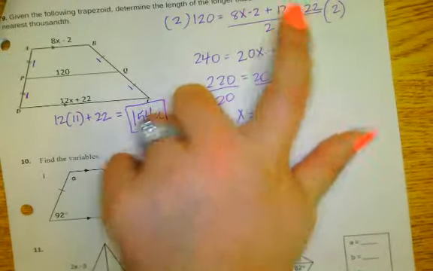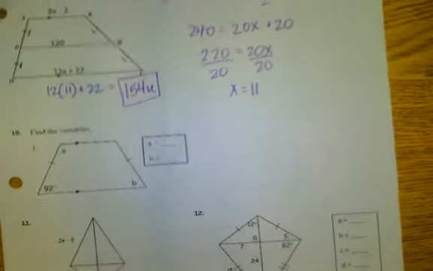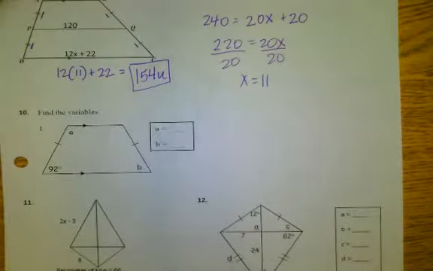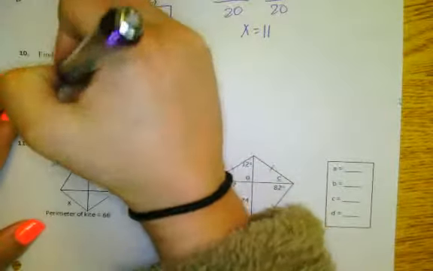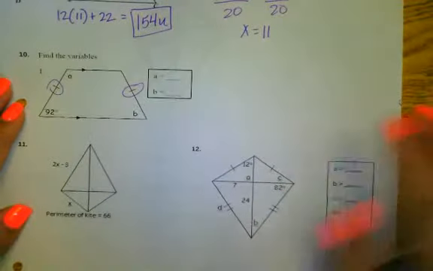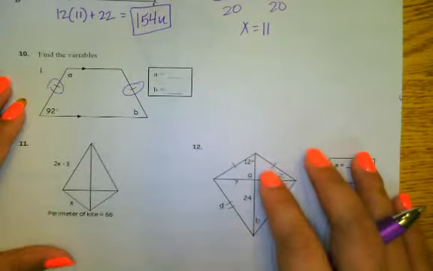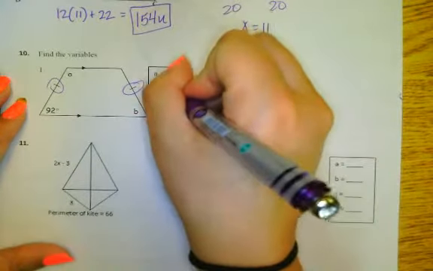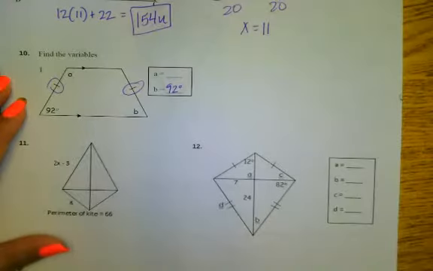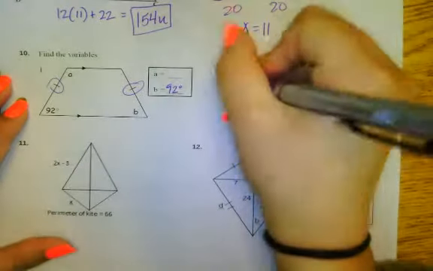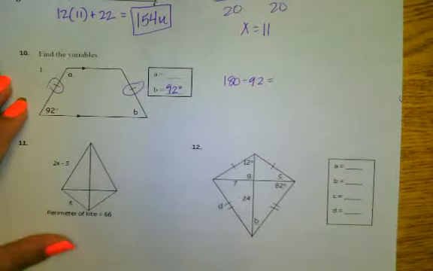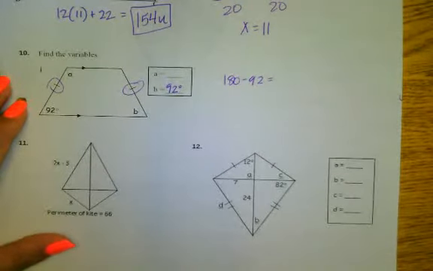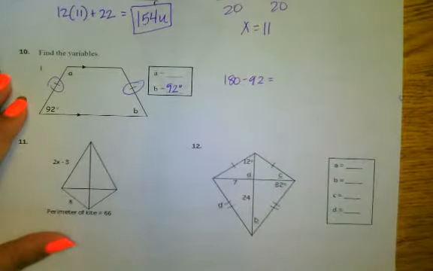Okay, number 10, find the variables. What kind of trapezoid do we have? Isosceles, and you know it's an isosceles by your markings. Okay, so what would be angle B? 92 degrees, and then how would you figure out A? Why 180? Opposite angles are supplementary, yes. And so what would be the measure of A? 88. Easy peasy.